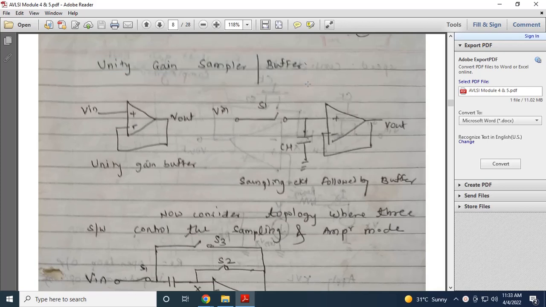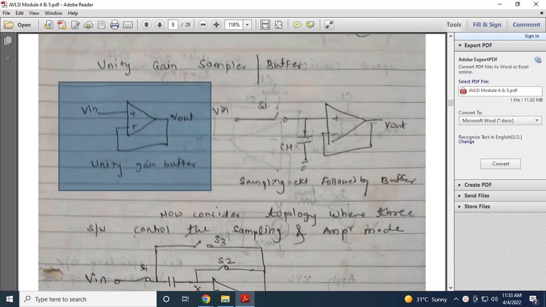Unity gain sampler, or we can say buffer. So the name itself indicates that the gain is 1. So this is the circuit which is used as a buffer. The input signal and output signal both are equal, so it is a unity gain buffer.